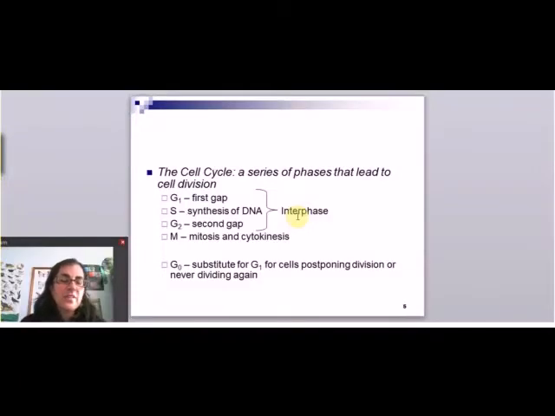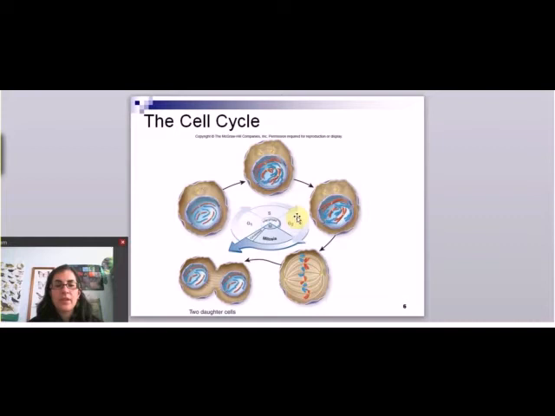The life of the cell from when it's first made to when it divides is called the cell cycle. And again, it's a series of phases that lead to cell division. The phases are called G1, S, G2, and M. G0 is an alternative that some cells will go into if they're not going to divide. So this is what the cell cycle looks like.